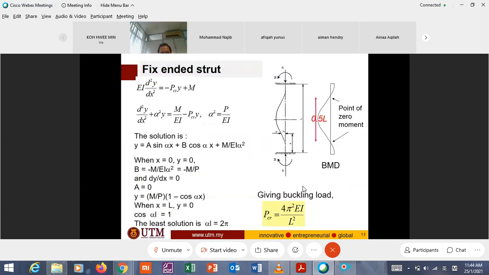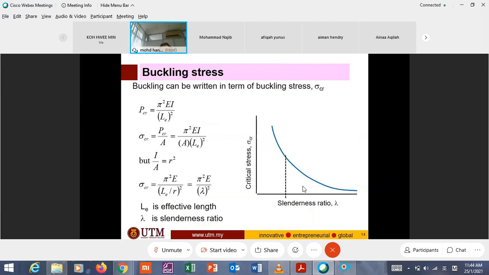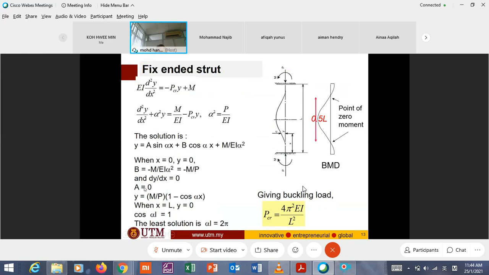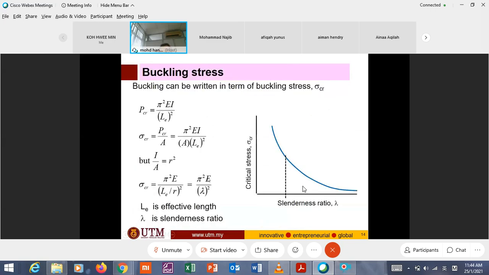Now, this buckling load is given in terms of loading, and the unit is kilonewton. It can also be given in terms of stress, because in design, which you learn next year, normally the standard is based on stress, which is called critical stress. You have a critical load, and this one is critical stress.